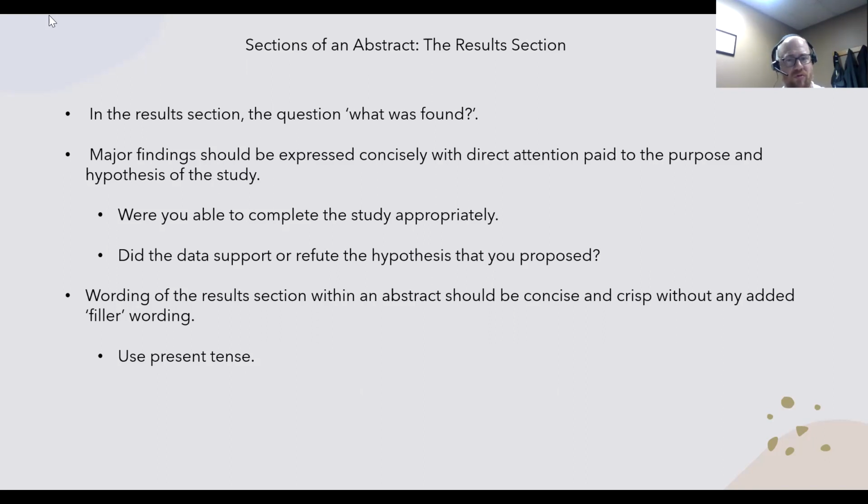And so those are things that we are seeking to appropriately and concisely express in writing the results section of an abstract. So obviously, once again, we want to avoid using any filler wording, want to be concise and to the point, right? And present tense is appropriate when writing the results section of an abstract.